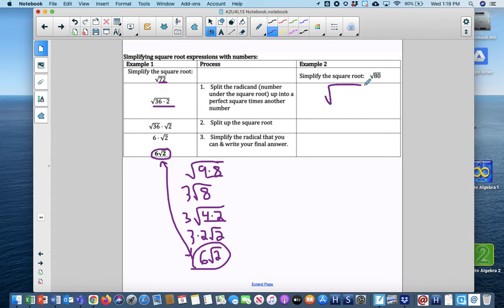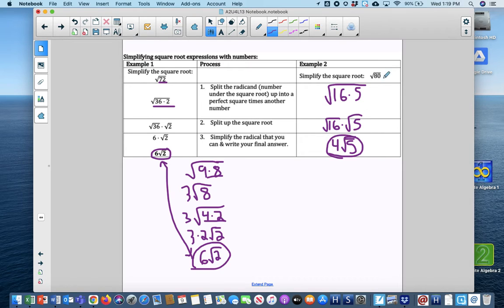So the biggest perfect square that can divide evenly into 80 would be 16, because 16 times 5 gives me 80. So then I can split that up into square root of 16 times square root of 5. And now from here, the square root of 16 is 4. And then I bring down my square root of 5. And then that would be my answer, 4 square root of 5.